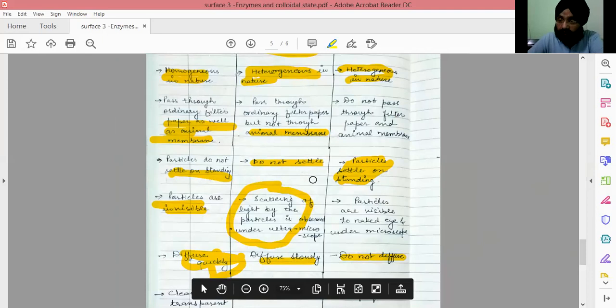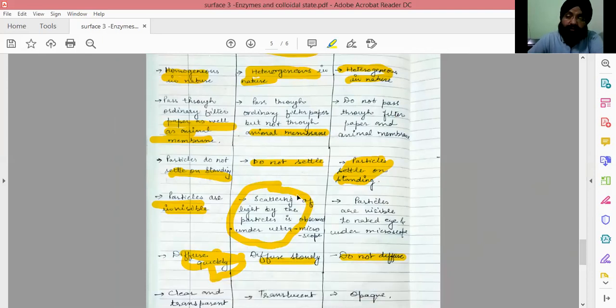And then one physical difference between the three solutions is that true solutions are very clear and transparent. Colloids are translucent, like milk, like Dettol in water, where milkiness is there. And suspensions are opaque.